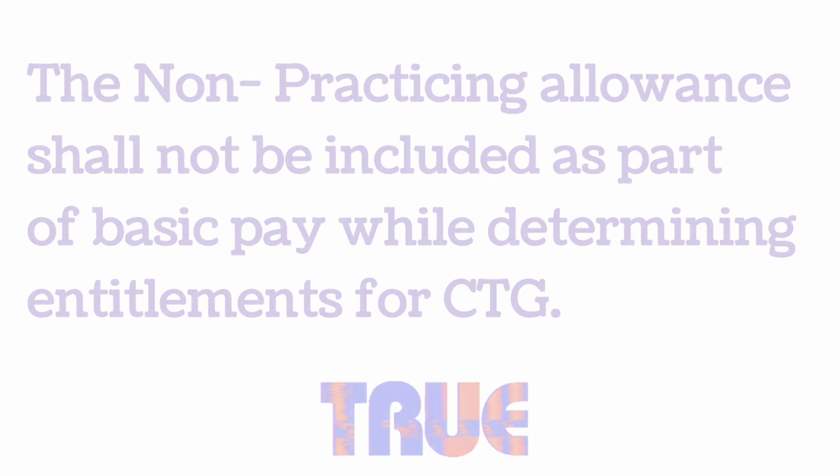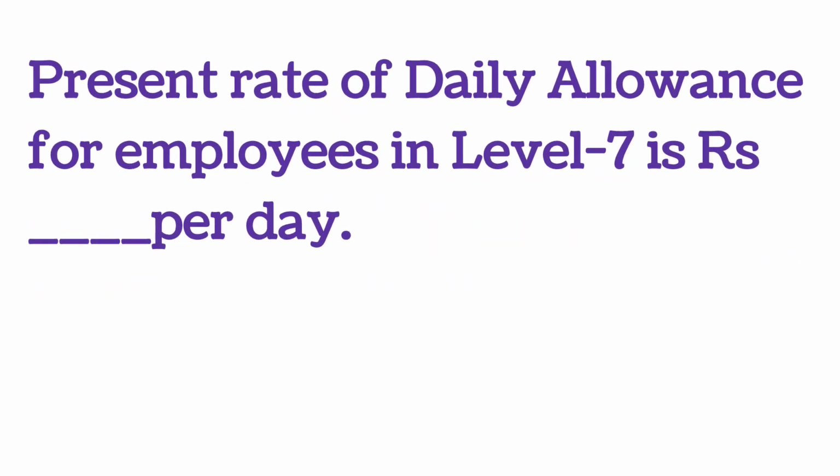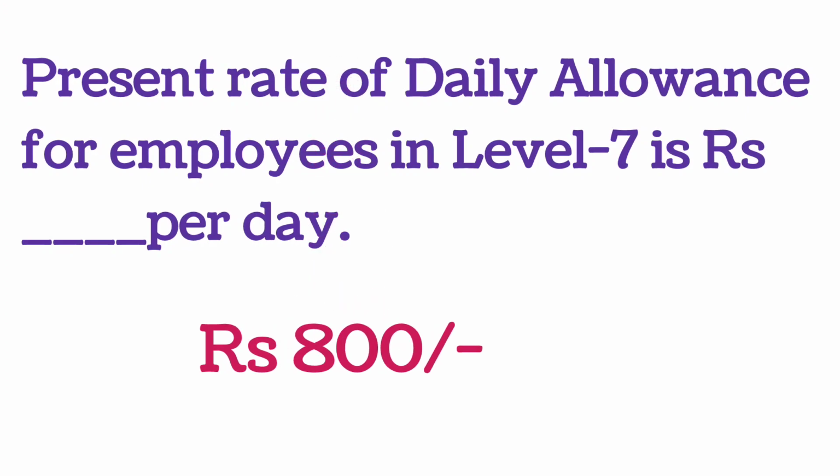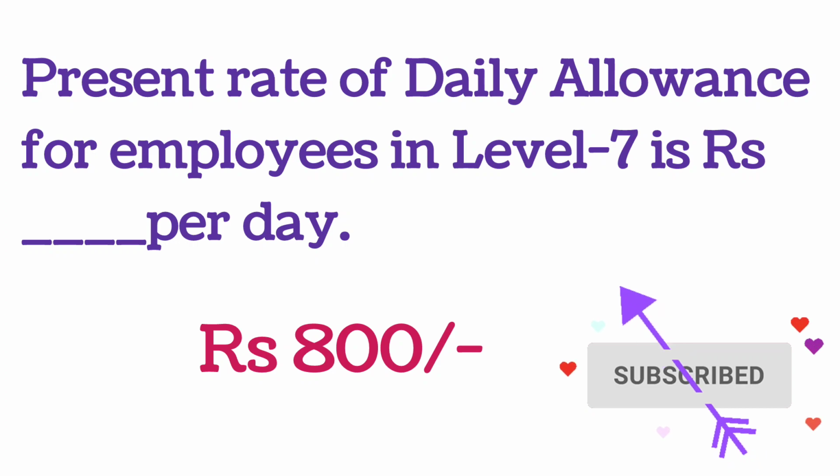Present rate of daily allowance for employees in level 7 is rupees 800 per day.